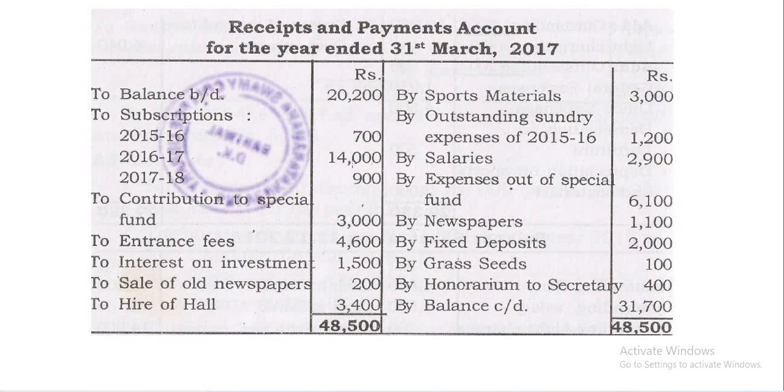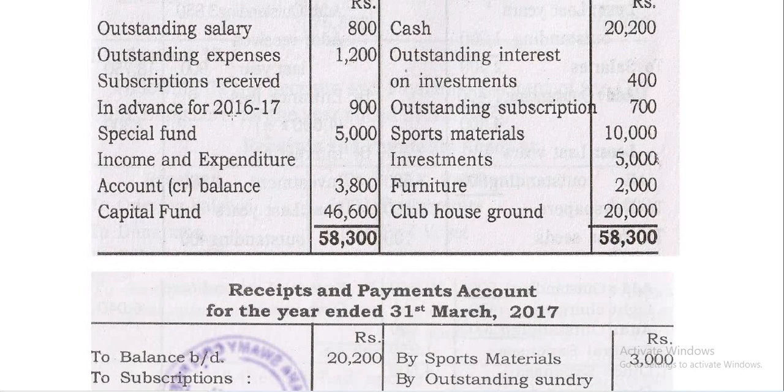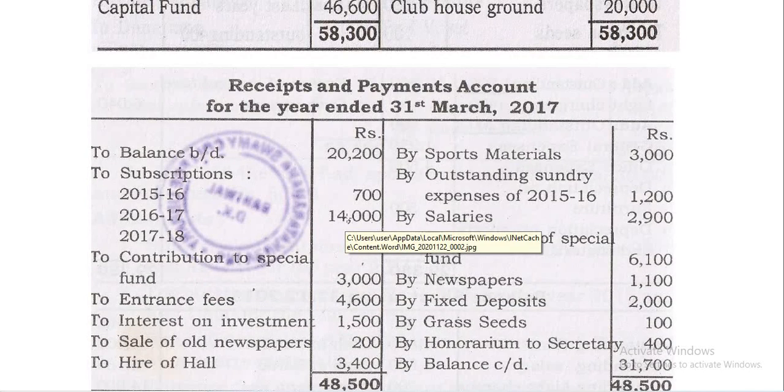And 16-17, I already told you, you have to take it in the income and expenditure account, and to that you have to add outstanding subscription for the current year. Then in case subscriptions are received in advance 900, that should be added to the current year subscription, because that is the income of current year, but it is received in advance last year. Therefore that should be added. So subscription received in advance last year is relating to current year, therefore it should be added to 14,000.